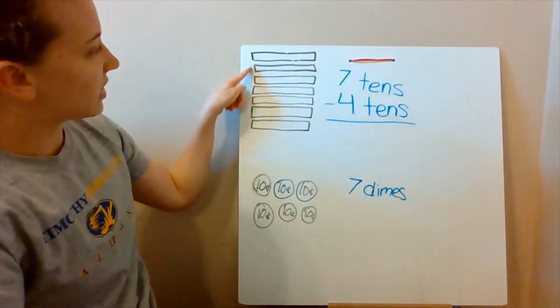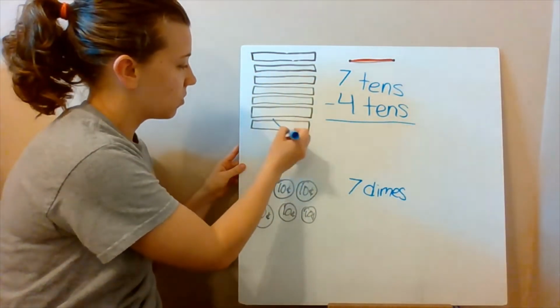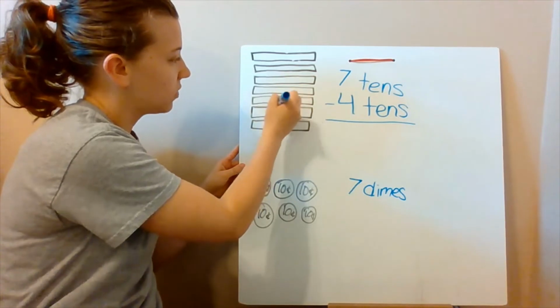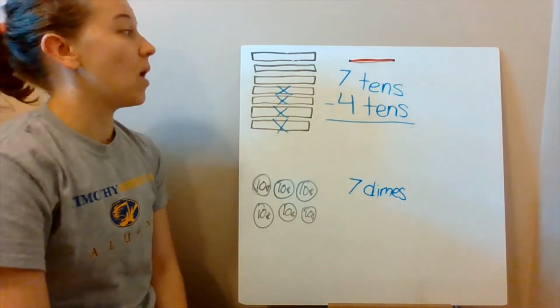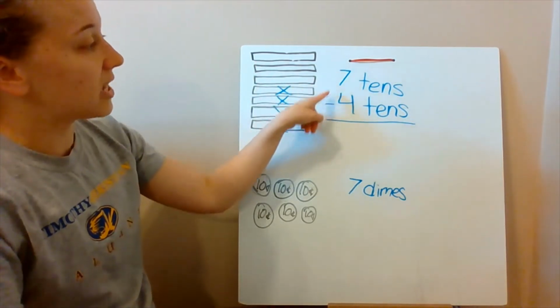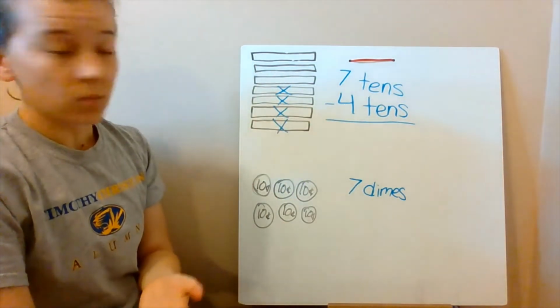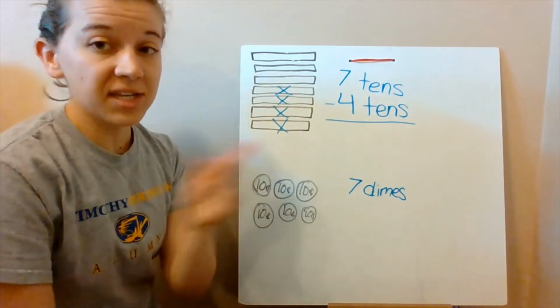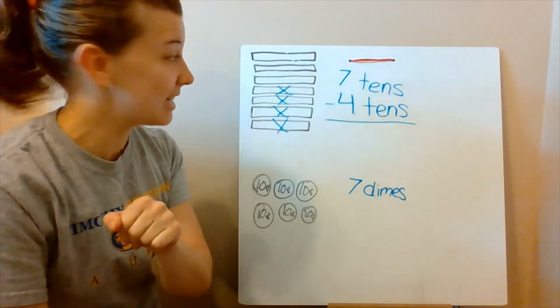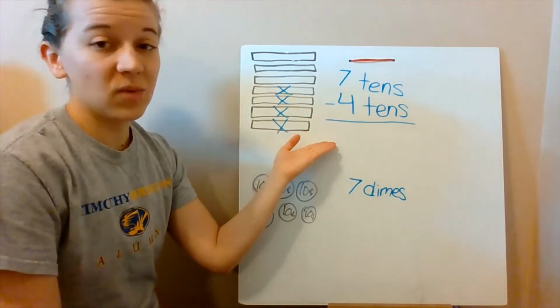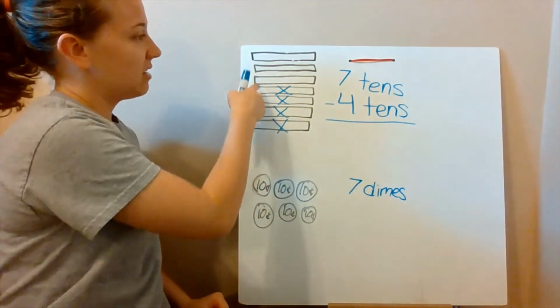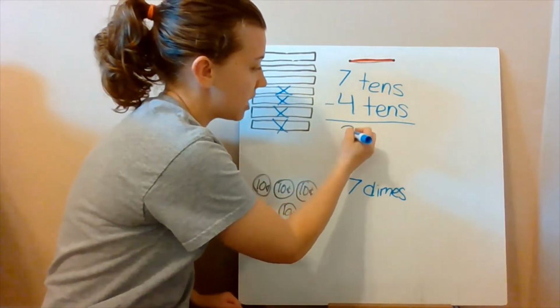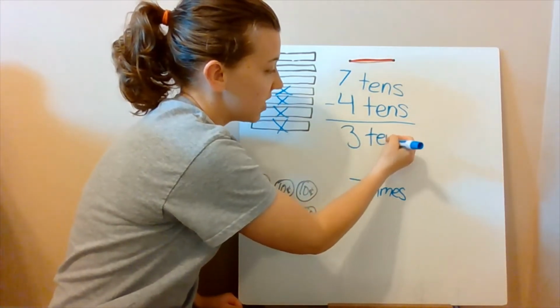All right, so we have 7 tens. Let's take away 4. 1, 2, 3, 4. Okay, how many tens are left? Well, you can count the 10 rods, or you can do 7 minus 4, which you can find the answer to both very easily. Go ahead, find the answer before I say it. How many tens do we have left? 3 tens, right? We have 3, and 7 minus 4 equals 3. Good, so we have 3 tens.